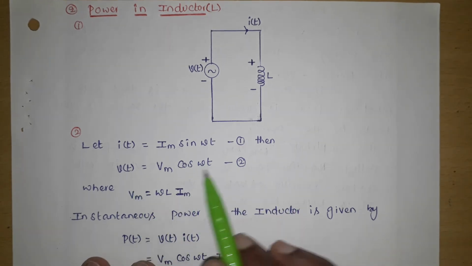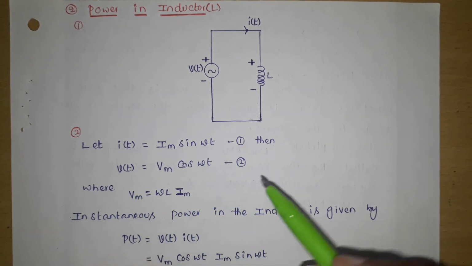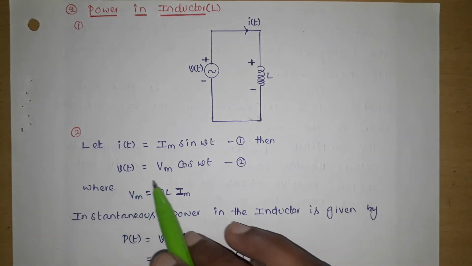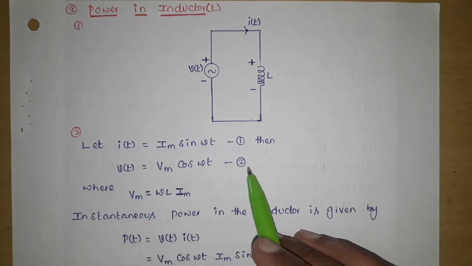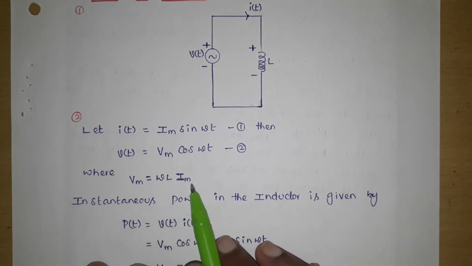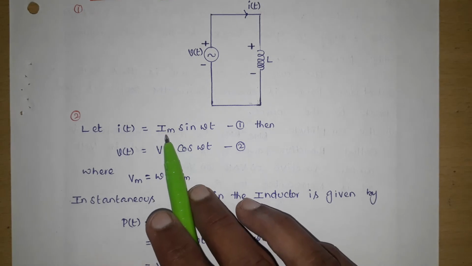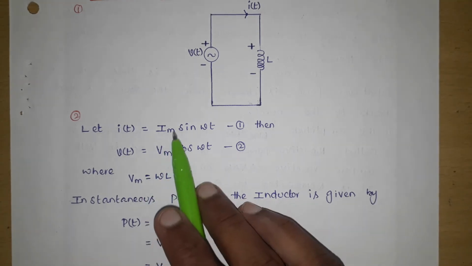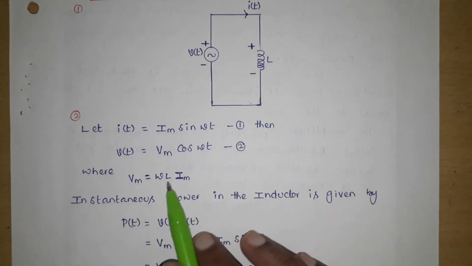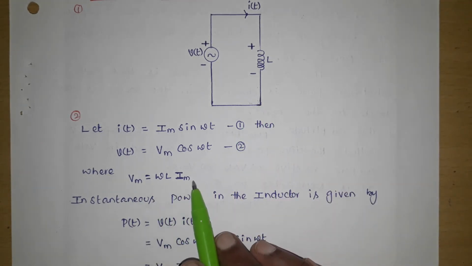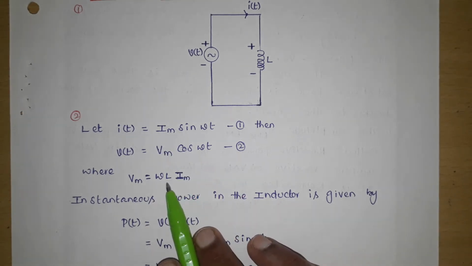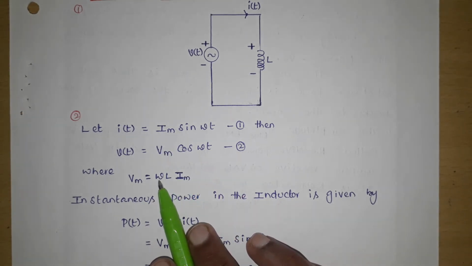Then what is v(t)? v(t) equals L into di(t)/dt. If you go on solving that, you get v(t) as Vm cos omega t, where Vm, the maximum value of the voltage, equals omega L Im. So if Im is the maximum value of the current, the maximum value of the voltage across the inductor is omega L Im. The maximum value depends on the maximum value of the current, the inductor value and the frequency in radians.